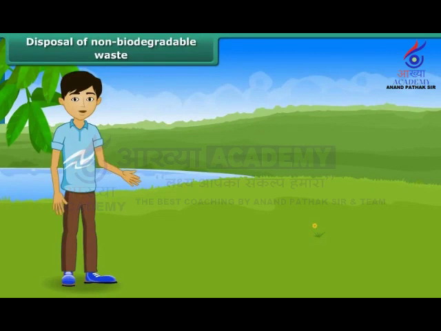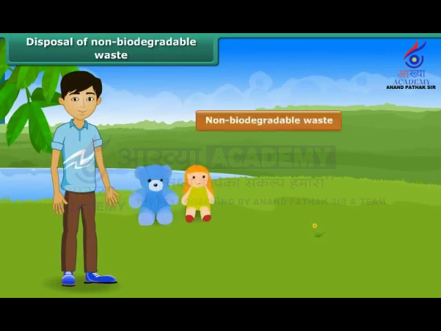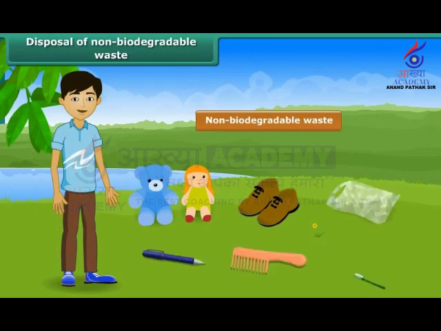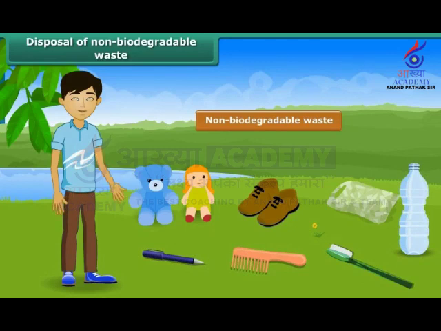Now we will look at disposal of non-biodegradable waste. Toys, shoes, bags, pen, comb, toothbrush, and bottles are made up of plastics and glass. Plastic is a non-biodegradable material. It does not break down into simpler substances. Also, the recycling of all types of plastics is not possible. Only a few types of plastics can be recycled.